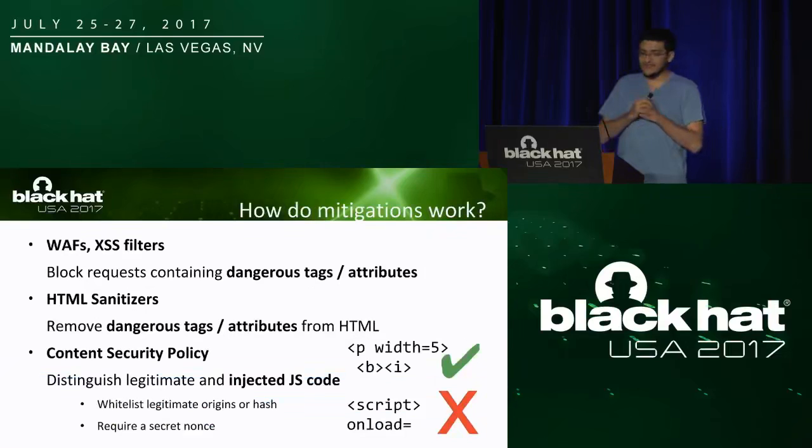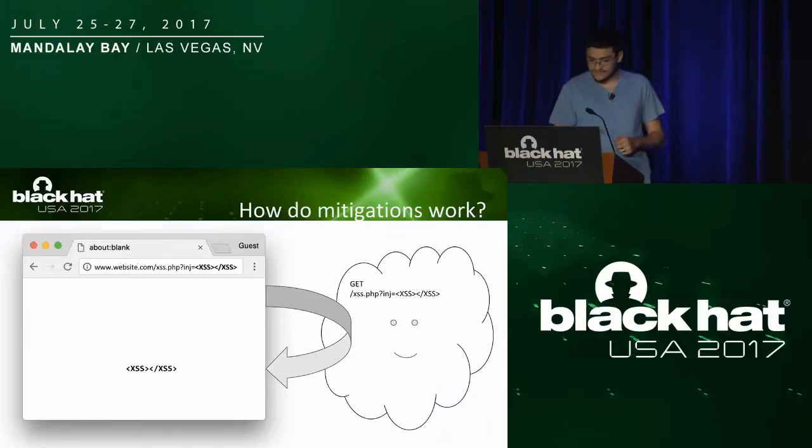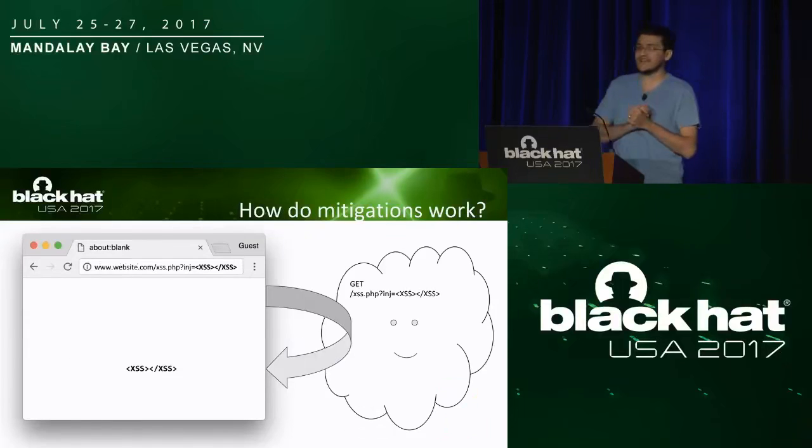All these mitigations work very similarly. They all look at dangerous tags or attributes: WAFs and XSS filters block the request, HTML sanitizers clean them up from the HTML, and CSP, before scripts get executed, looks at whether it's something that is trusted in some way, like whether it has a hash that is trusted or comes from a legitimate place, or it has a secret nonce, or it was injected dynamically correctly, etc. This is just to give you a brief introduction about how they are different and how they are the same.